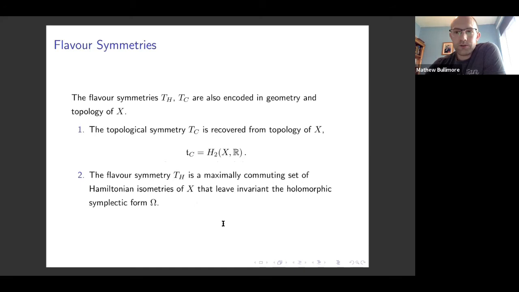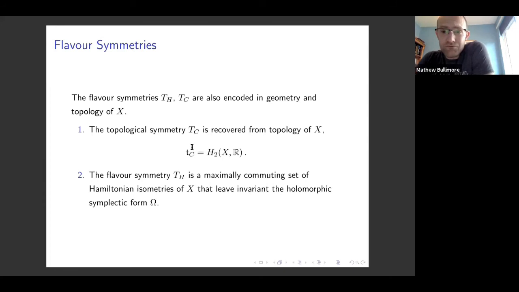Let me then also describe the flavor symmetries, T Higgs and T Coulomb. Again, they're going to be reflected in the geometry and the topology of the moduli space. Let me first describe the topological one, which is interesting. The topological symmetry, perhaps not surprisingly, is recovered from the topology of X. In particular, you recover the Cartan subalgebra as a vector space; it is just given by the second homology of X.